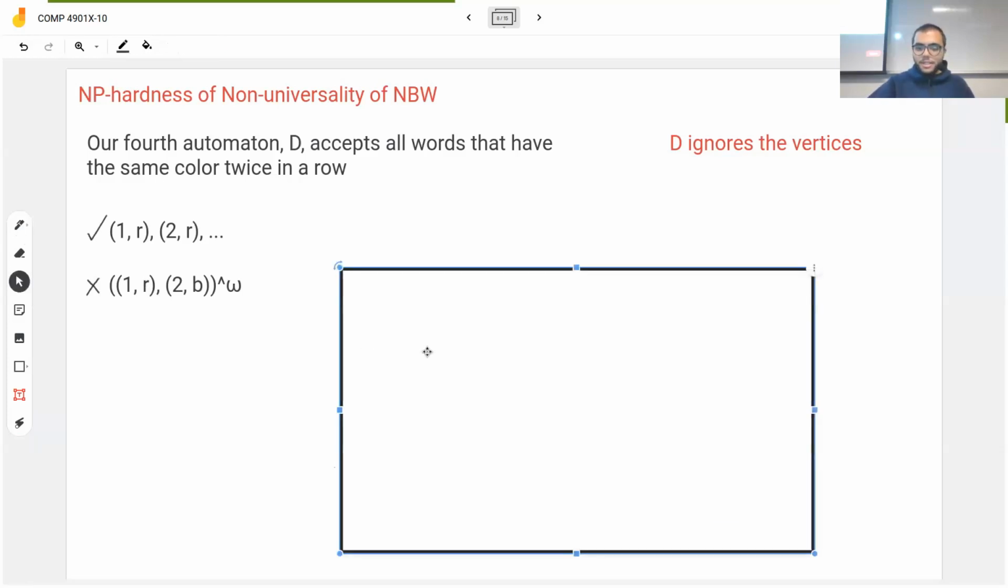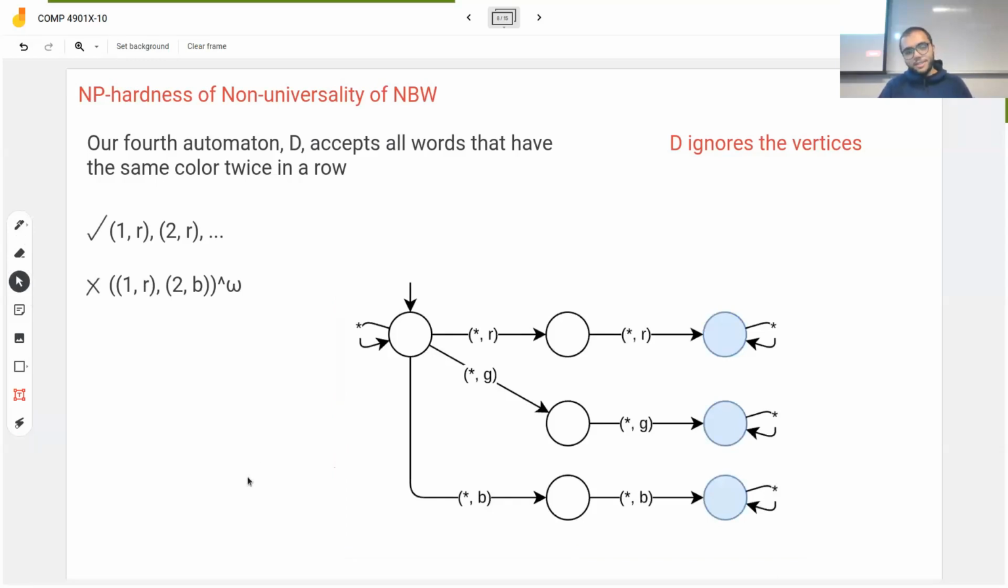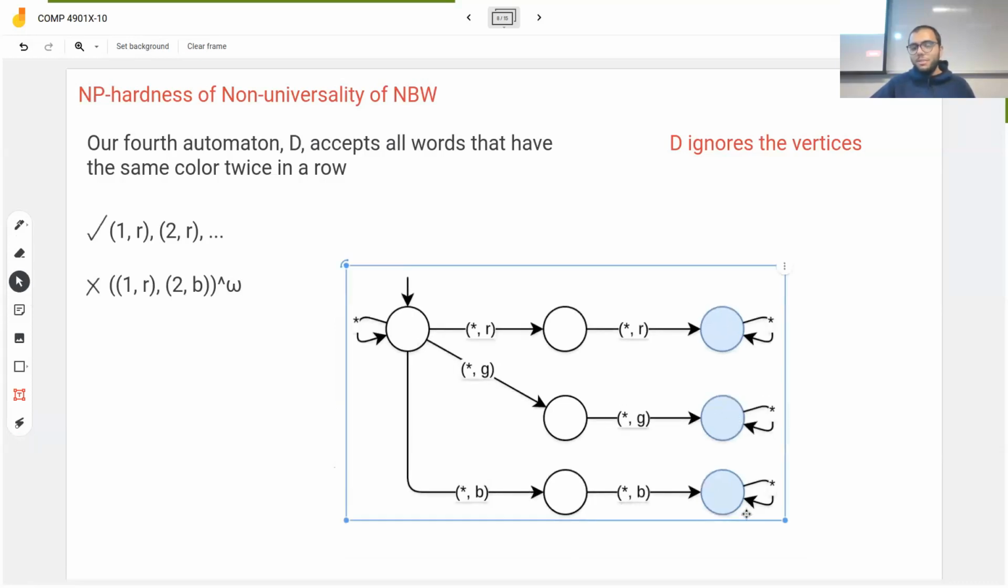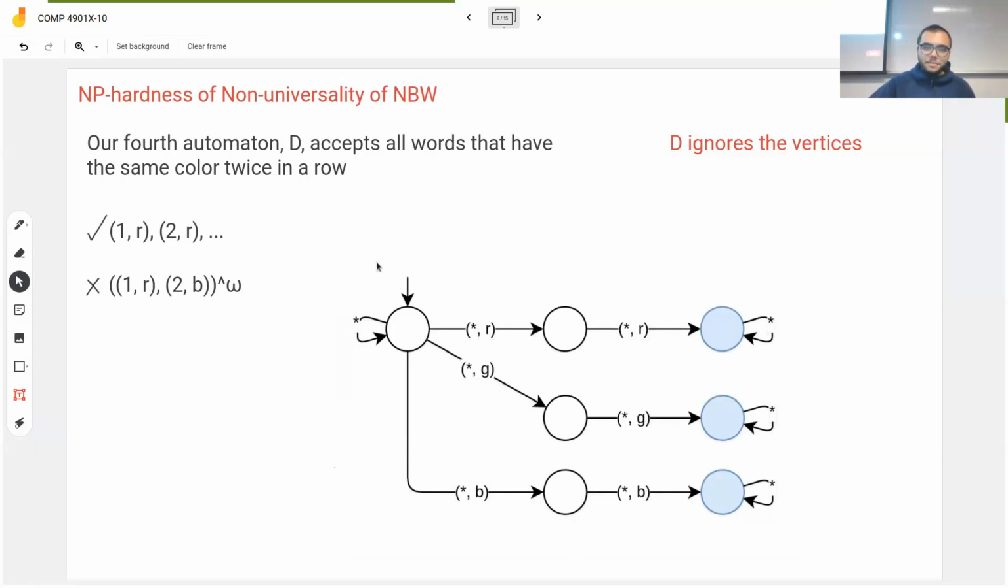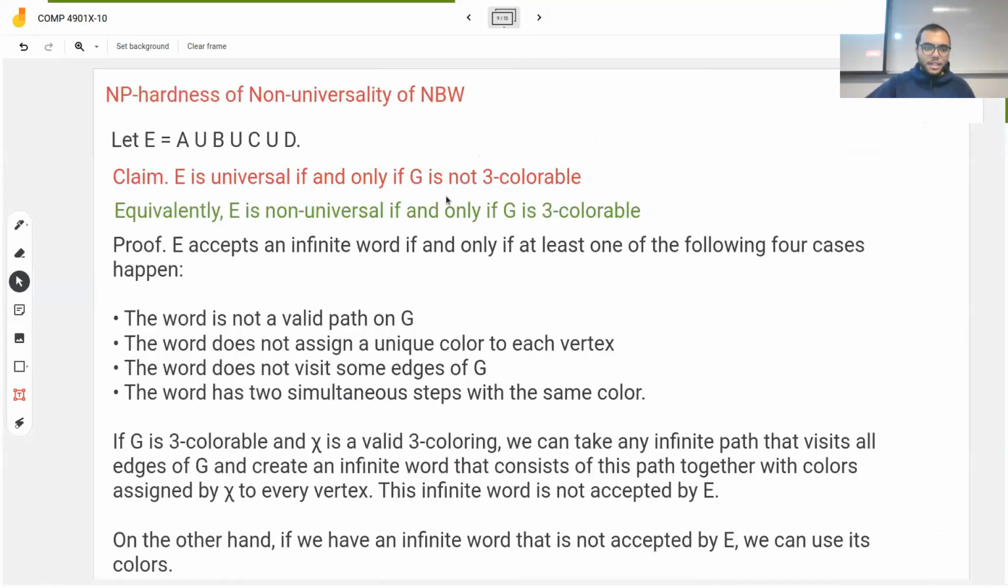Okay, how do I create this automaton? Well, it's quite easy, really. It's the simplest automaton that we have. Right? If I see RR, I get here and I accept. If I see GG, I get here. If I see BB, I get that.